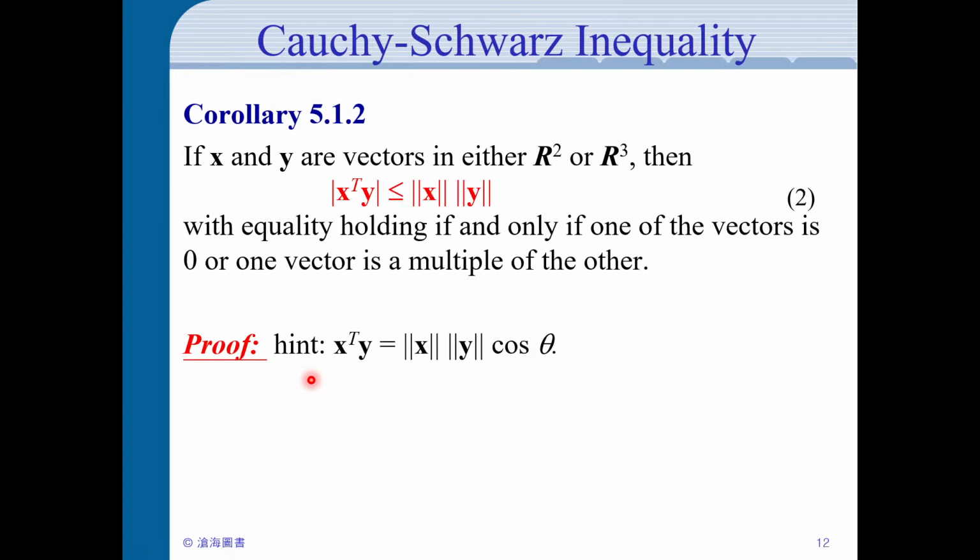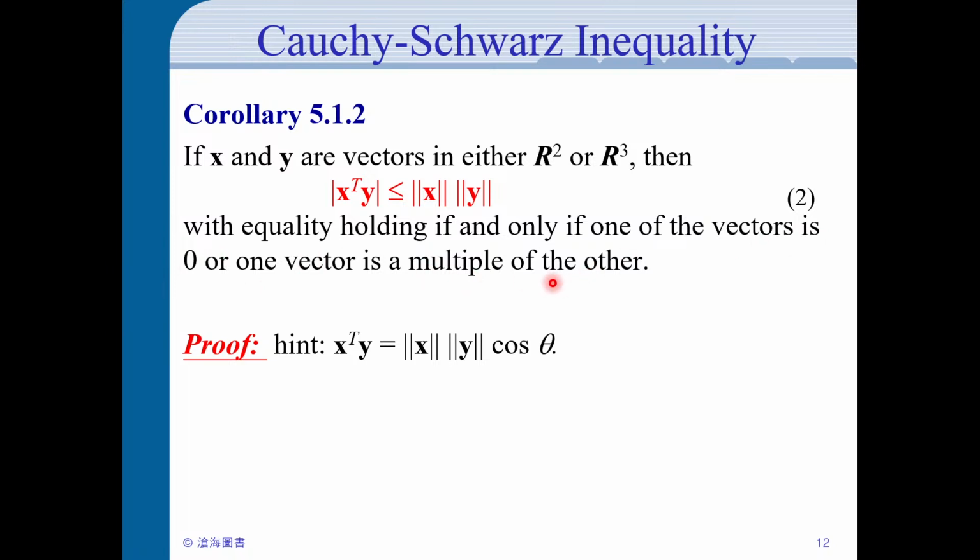And if not, then we have an inequality that you can also prove algebraically. So we have that x and y are vectors in R2 and R3. Then the absolute value of the inner product is less than or equal to the norm of x times the norm of y. And equality holds if and only if either one of them is 0 or, I guess it is the same thing, right? One vector is a multiple of the other, and if one of them is 0, that vector is a 0 multiple of the other.